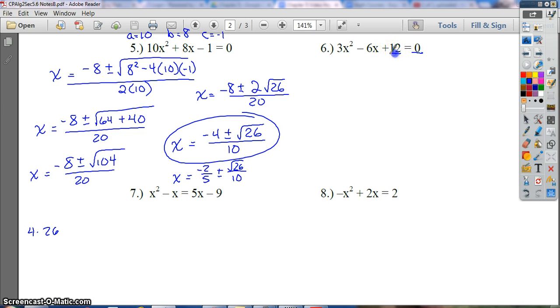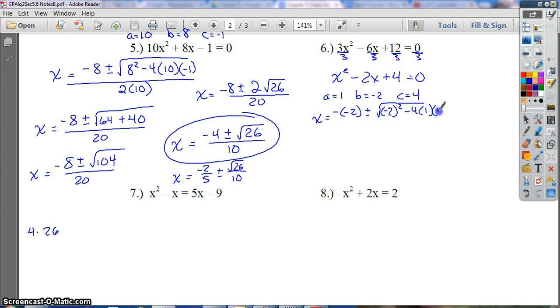All right. Number 6. I'm going to divide everything by 3. That's going to give me x squared minus 2x plus 4 equals 0. So in this case, a is 1, b is negative 2, c is 4. So here we go. Negative 2 plus or minus square root of negative 2 squared minus 4 times 1 times 4. Well, that's going to be a not so fun one. So going through, positive 2, square root of 4 minus 16 over 2.